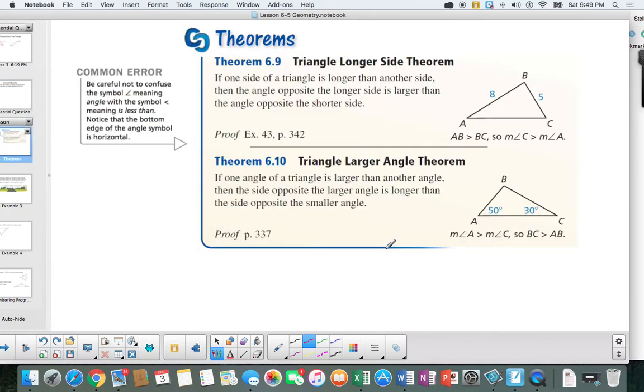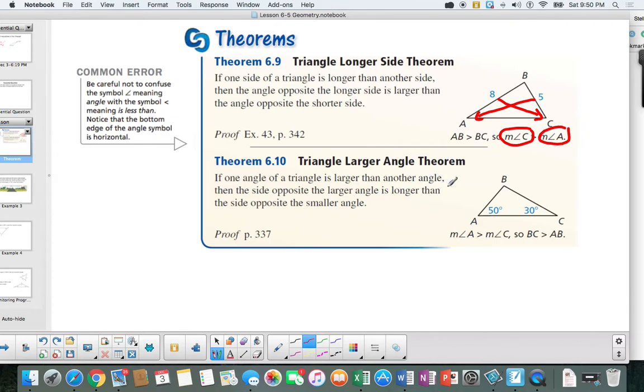It's called the triangle longer side theorem, and it says that if you have two sides and one side is longer than the other, then the longer side is opposite the larger angle, and the shorter side is opposite the smaller angle.